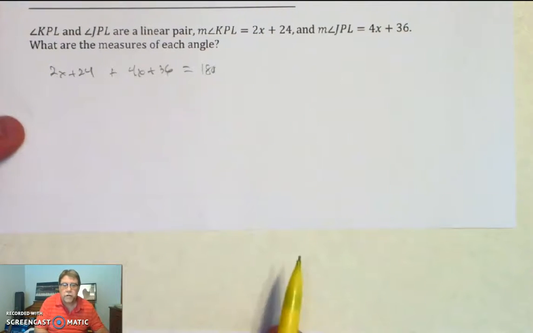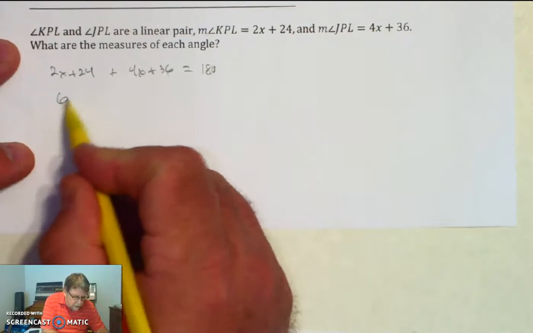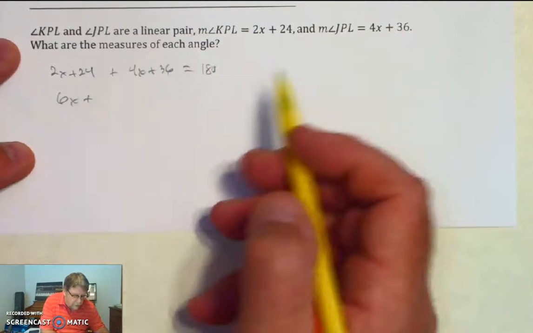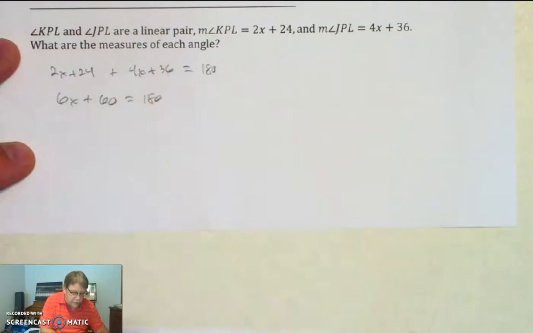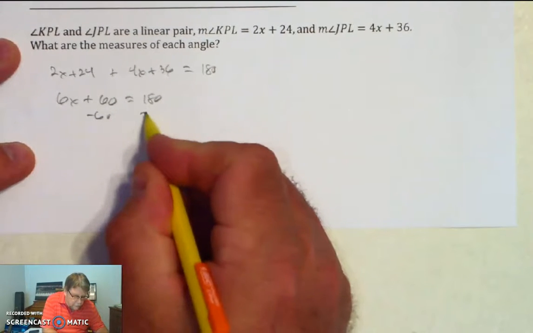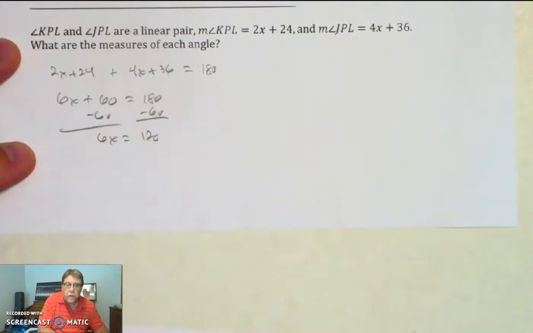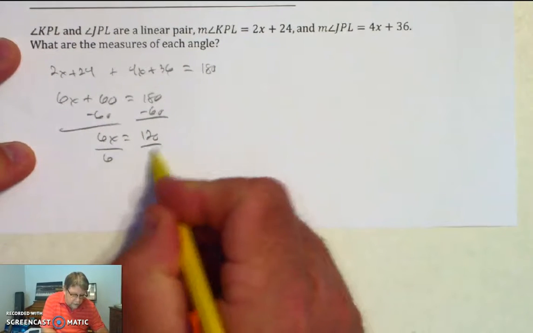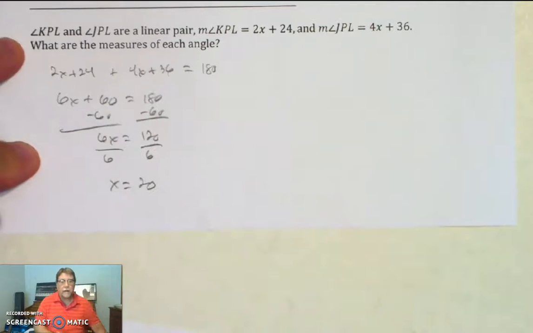Let's solve this equation for x. So we'll combine our like terms. So we got 6x plus 24 and 36 is 60. I will then subtract 60 from both sides. That gives me 6x equals 120. I'll divide by 6, divide by 6. X is 20. Now that's not our answer. That's simply what x is.